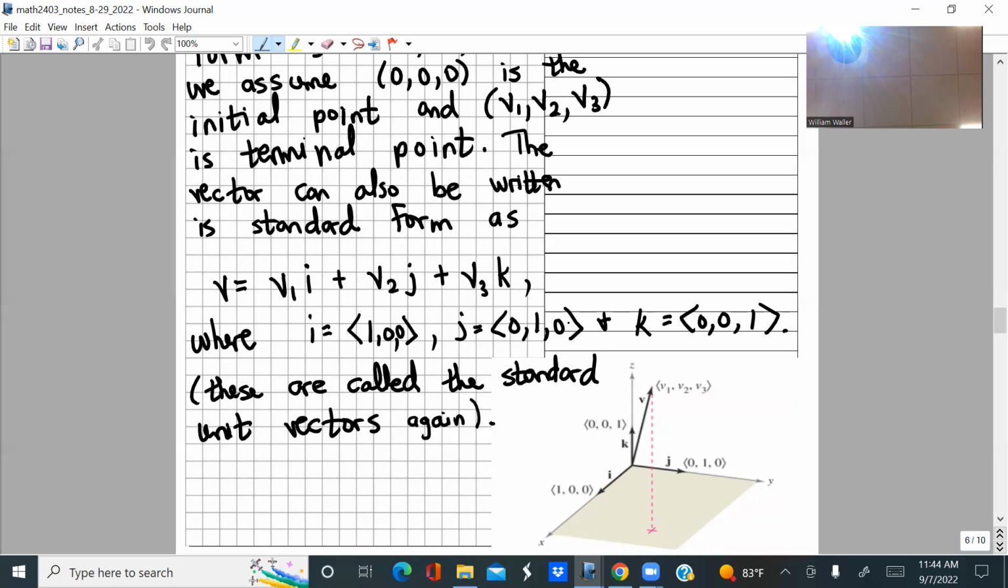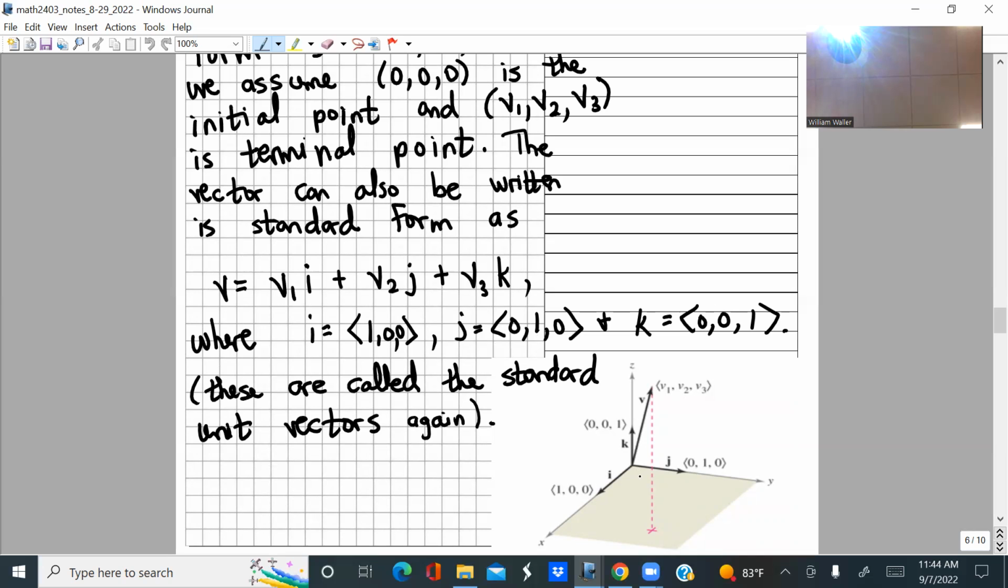The j unit vector is 1 unit along the y-axis, so 0 along the x and 0 along the z-axis. And then here's the new unit vector called k, which is 1 unit along the z-axis, 0 on x and 0 on y.